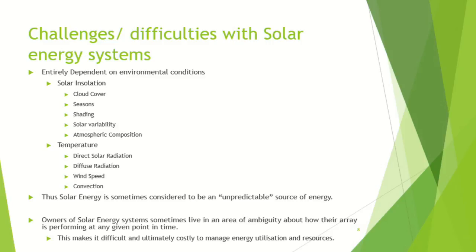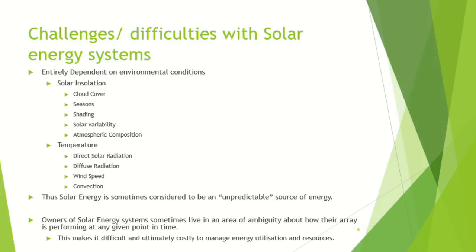And temperature can manifest itself from direct solar radiation and diffuse radiation, and that's when the sun heats up the surface and the surface re-radiates heat back into the atmosphere. Wind speed and convection are the two things that can either cool a system down, or if there's a lack of wind speed, there's a lack of convection currents, and hence the system can get really hot. So unfortunately, people can sometimes consider PV energy systems to be unpredictable, which is a more accurate word to use.